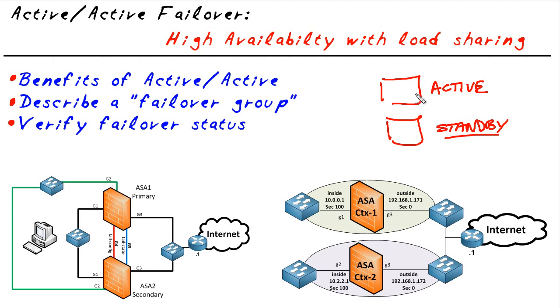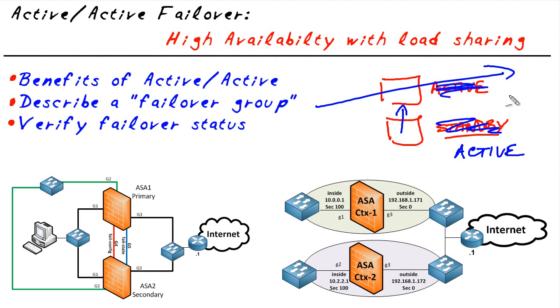Here's why. This active firewall actually moves the traffic for the users, and the standby just periodically checks on the active to make sure he's okay. If the active goes belly up or there's a problem, the standby can convert. It goes, okay, I will become active now, and I'll start forwarding traffic. And that's how it works.